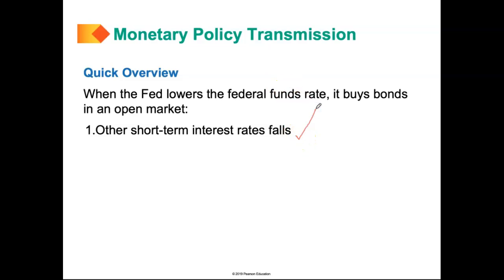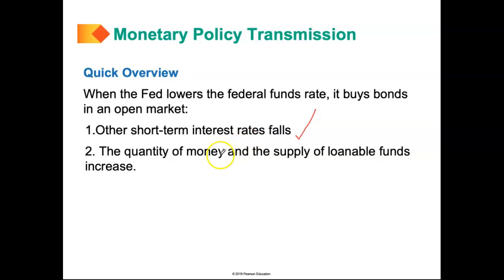Okay, and if short-term interest rates decrease, people will go to banks asking for loans because it's cheaper to get a loan now, and banks will be willing to give out those loans because they want to make a profit. So in that sense, the quantity of money will increase because people will have more money now. At the same time, the supply of loanable funds will also increase, because there's more money supply, so people will feel compelled to save more money.